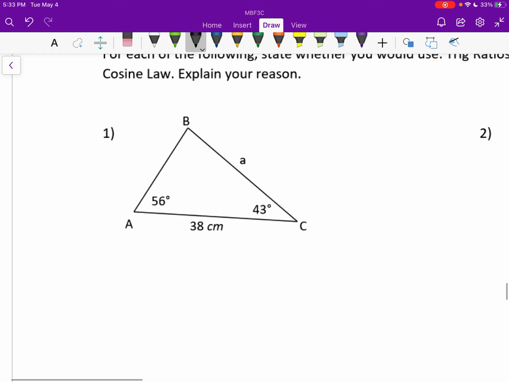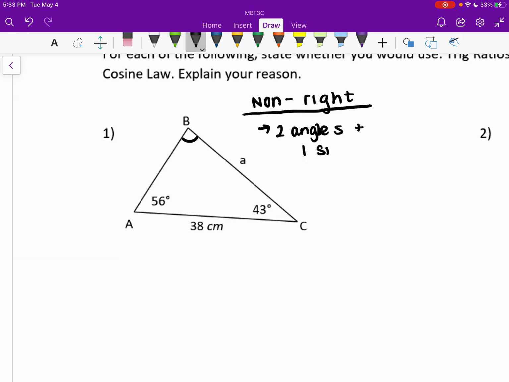Right, so first things first, we're going to do number one. I noticed that it's a non-right angle triangle, which rules out right away that it's going to be a trig ratio. Right, so I have to use either cosine or sine law. Let's see what information I have. I have two angles, right, and I have one side, which means that now I can use sine law. So I know I have two angles plus one side, so I know I can use sine law.